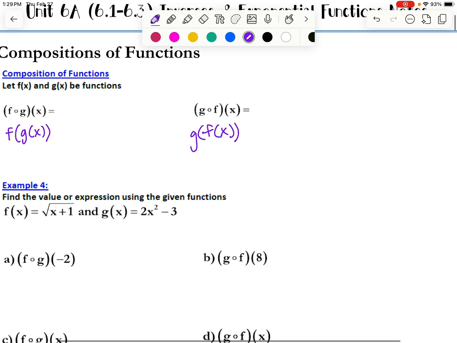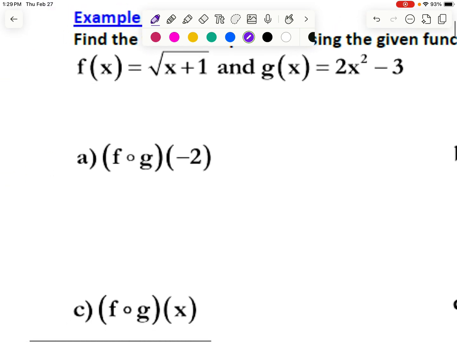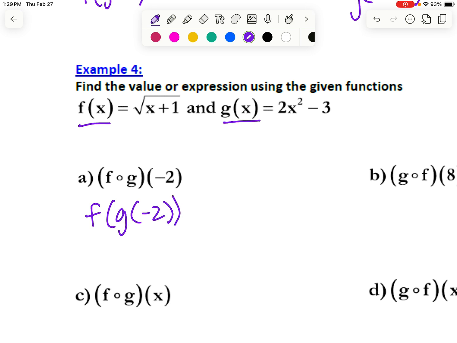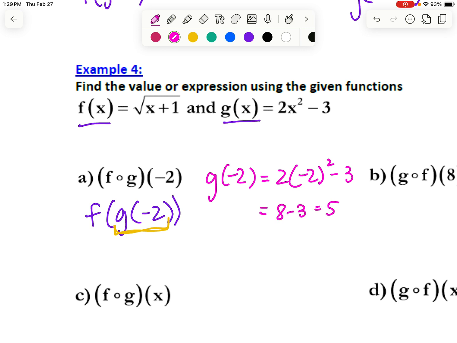Main idea here is if you have something written f of g of -2, you have your functions f and g. You're going to rewrite this as f of g of -2. You're going to take this inside portion and you're going to do this first. Okay, so g of -2, maybe do it on the side here. You're going to evaluate 2 times -2 squared minus 3. So that gives us 8 minus 3, which is 5. Okay, and you replace this with a 5.